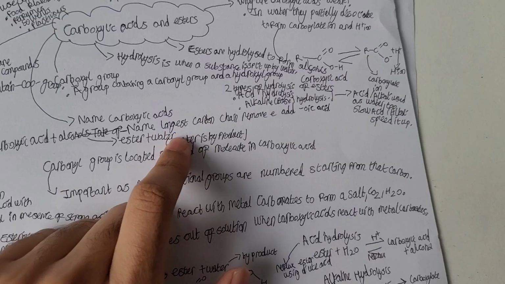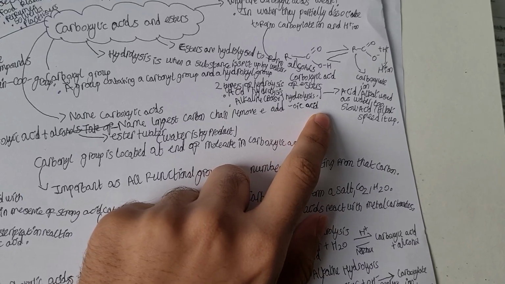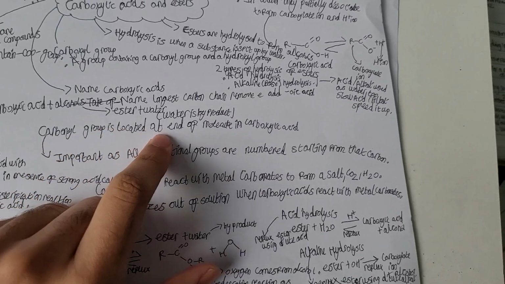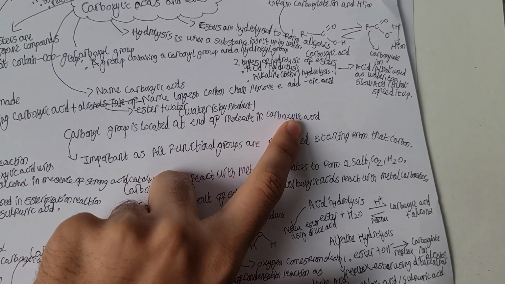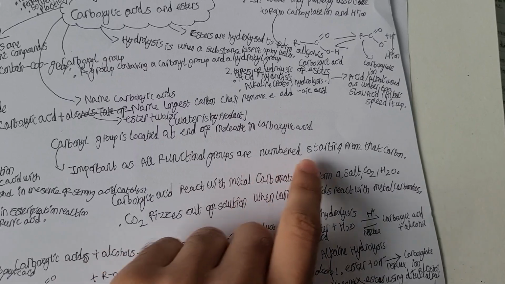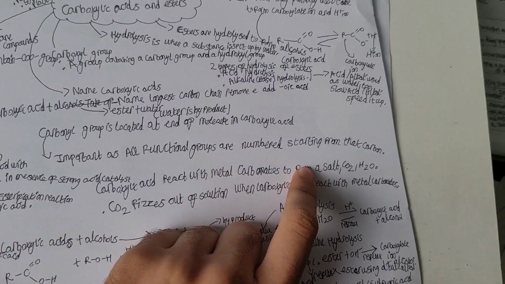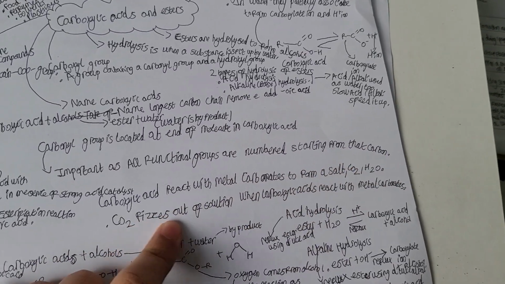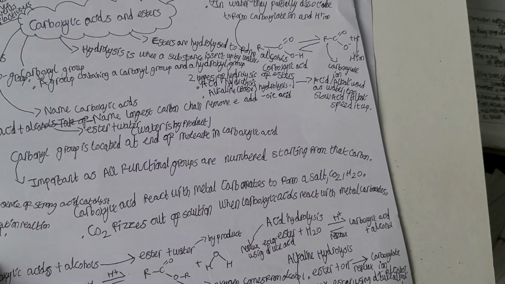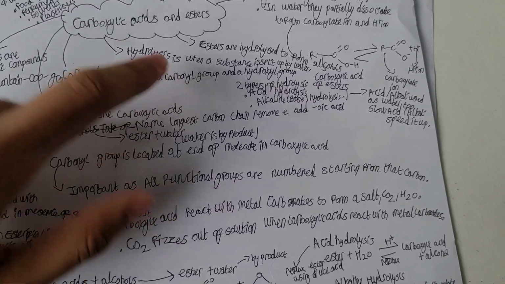Naming carboxylic acids: we name the longest carbon chain, remove the e, add -oic acid. Ester plus water, water byproduct. The carbonyl group is located at the end of a molecule in a carboxylic acid. That's really important, located at the end of the molecule, as all the functional groups are numbered starting from that carbon. The carboxylic acid reacts with metal carbonates to form a salt, CO2 and H2O. CO2 fizzes out of the solution when carboxylic acids react with metal carbonates, which could therefore be potentially dangerous. Carboxyl group: a group containing a carbonyl group and a hydroxyl group.